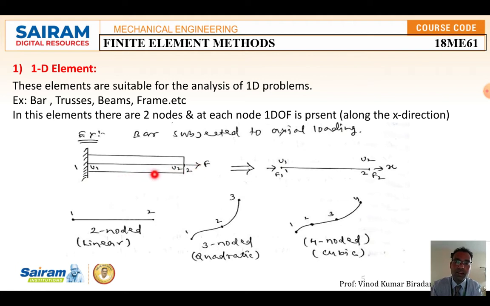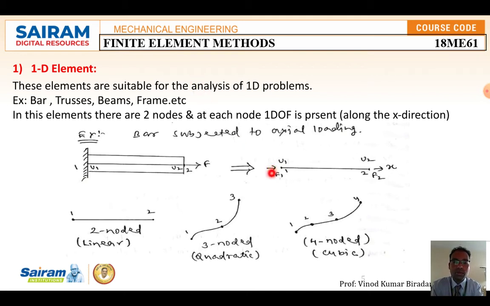This same diagram you are going to show as a free body diagram. Just draw one line. Here node number 1, node number 2. At node number 1, U1 and F1, that is displacement and force at node 1, and similarly force and displacement at node 2. Here node number 1 is fixed, so U1 will become 0 because there is no displacement.